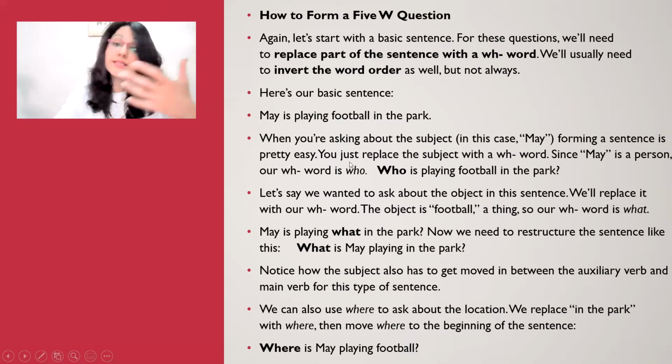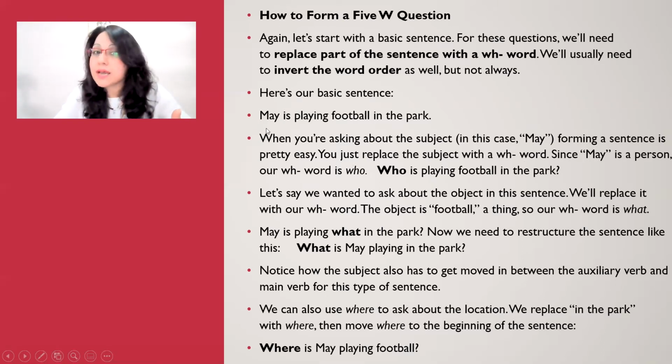So, May is playing football in the park. If you want to ask a question about the subject, it's very easy. All you have to do is replace the subject with who. So, who is playing football in the park? Easy peasy. When the question is in regards to the subject, all you do is replace your subject with who.